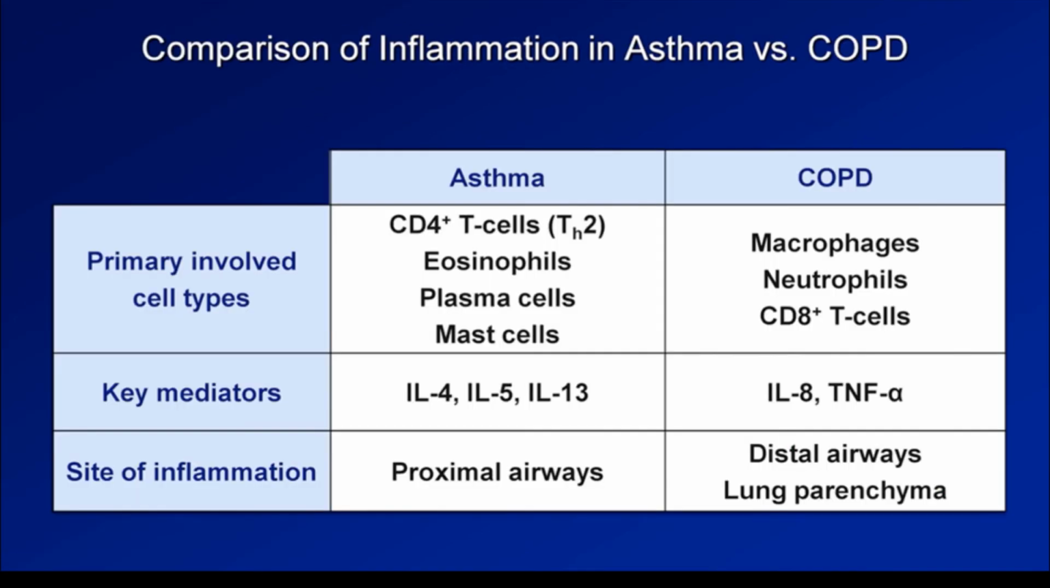So this table just provides a summary of the cells and chemicals involved in asthma and COPD pathogenesis. As I said, the key word for asthma is allergy, and the key word for COPD is destruction.